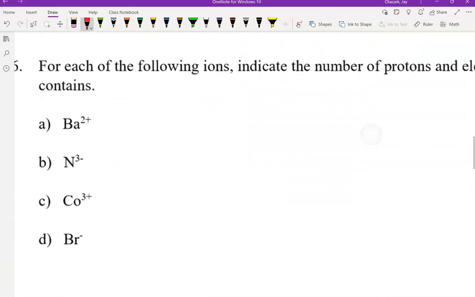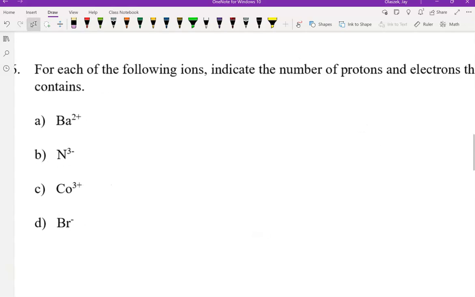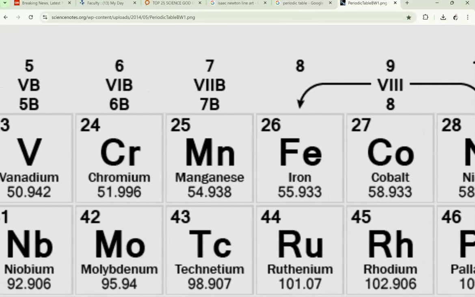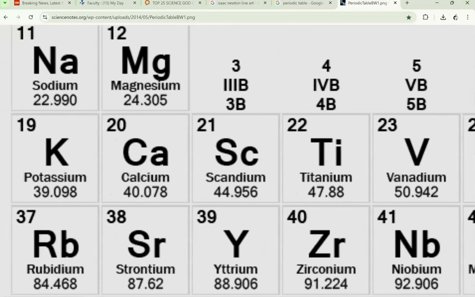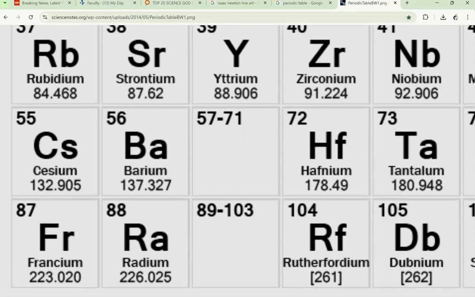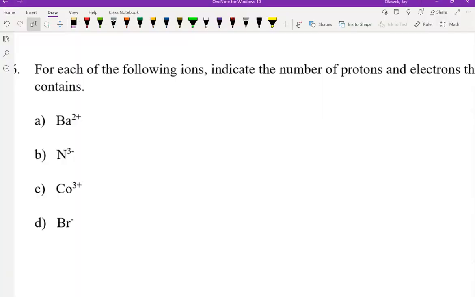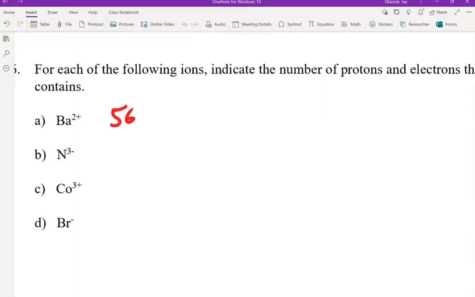All right, last one. For each of the following ions indicate the number of protons and electrons. It doesn't say anything about neutrons, so we're not going to worry about that. Let's go to our periodic table. We're going to find the atomic number for barium. That tells us how many protons it has. Barium's way over here. It's in group 2, near the bottom. And here we see that it has 56 protons. So this is barium with 56 protons.